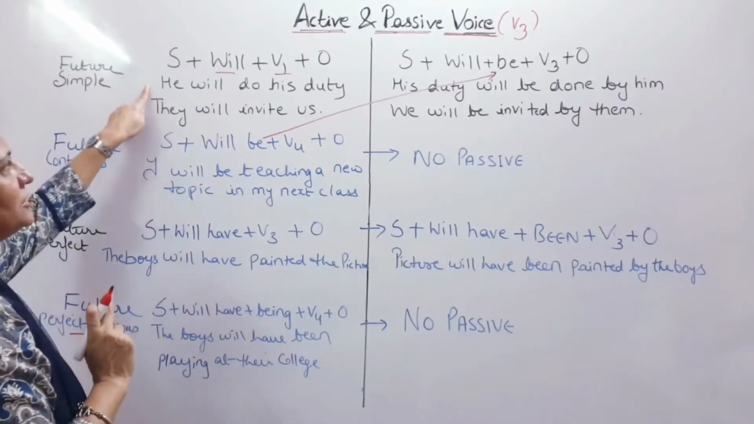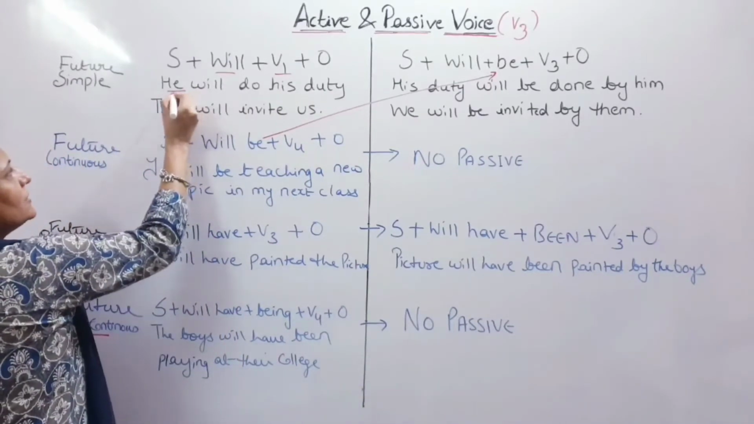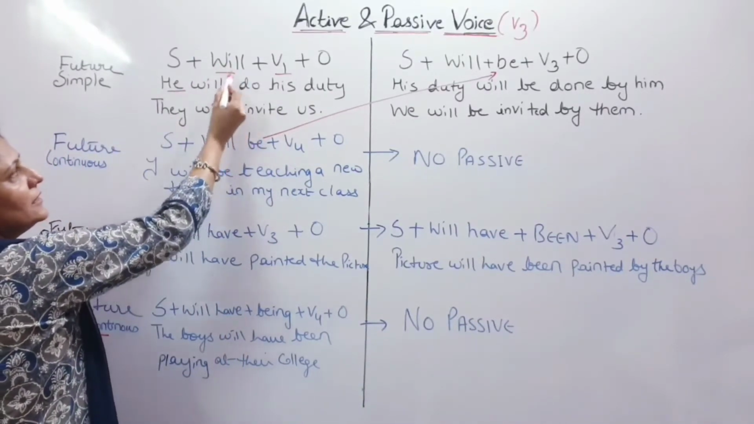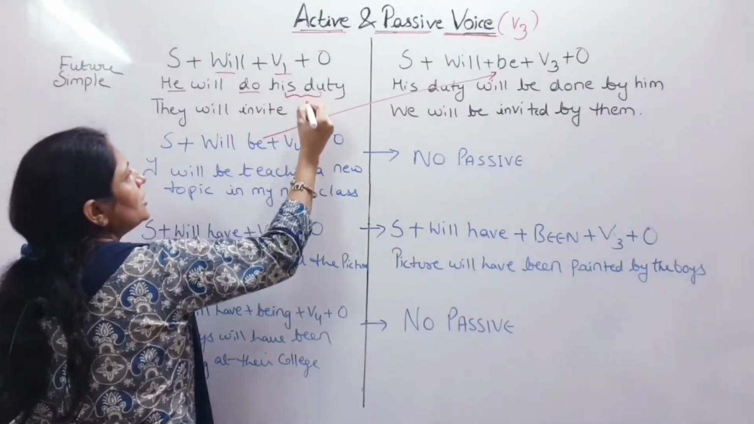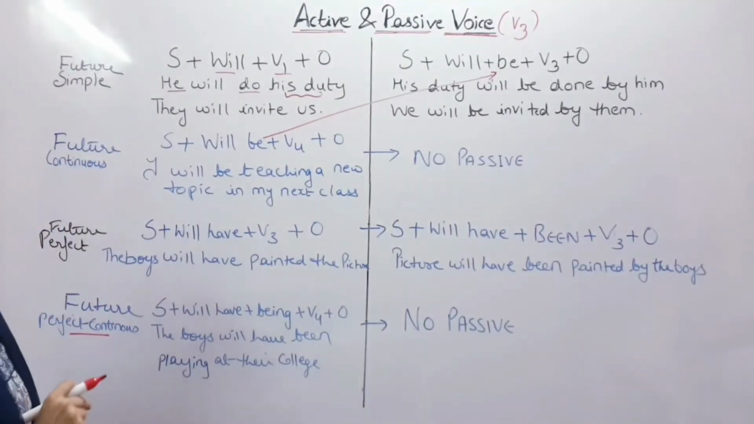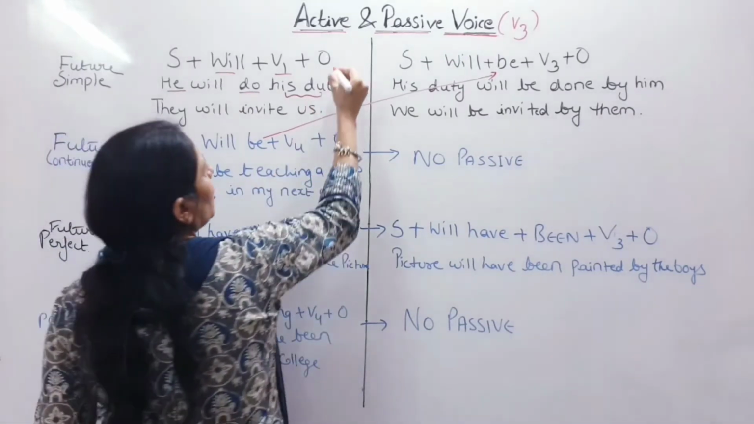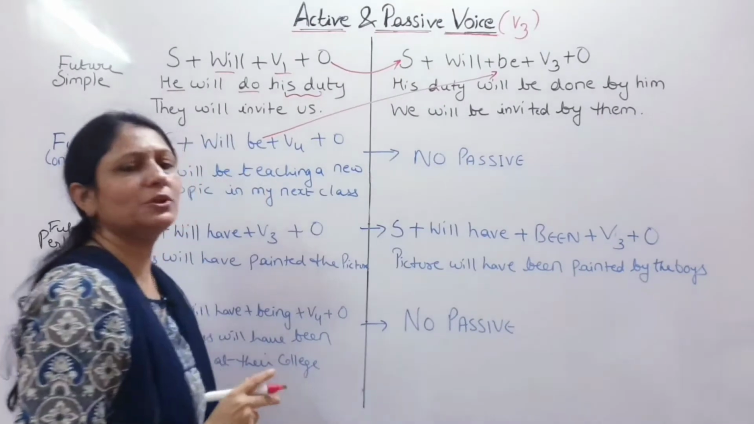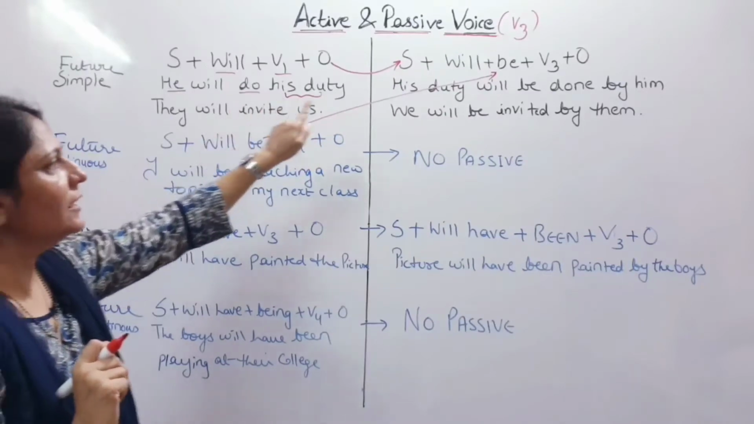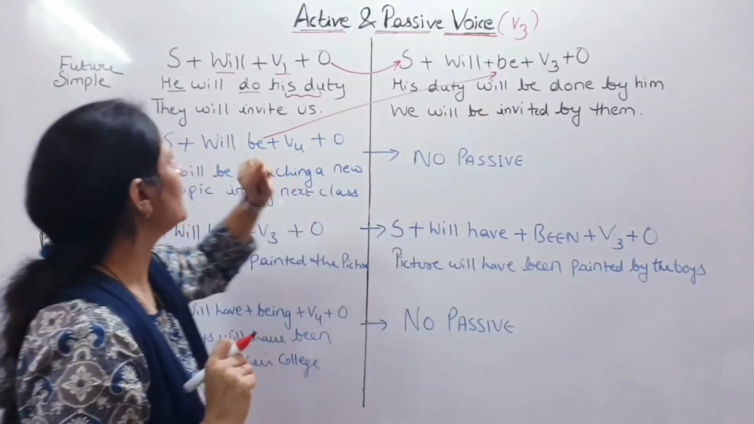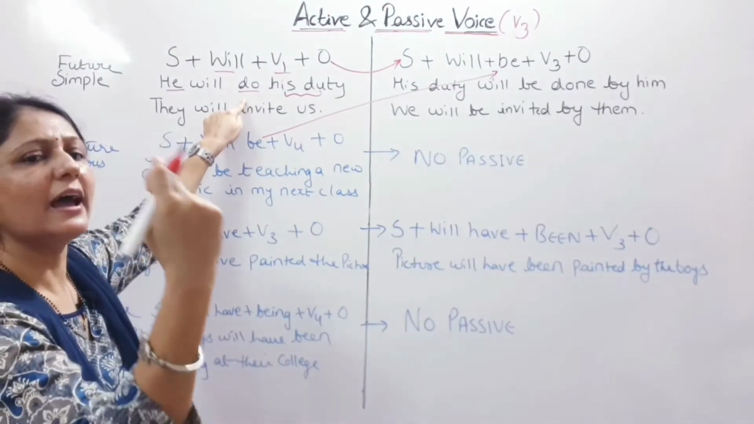To understand, we take an example. He will do his duty. यहाँ पे he is the subject, will is the helping verb over here, do is the V1 form, and his duty here is the object. Similarly, like we did in the earlier tenses, the object of active voice changes into the subject of passive voice. So his duty will be written as subject over there. His duty will be. The third form of do is done. Do, did and done.